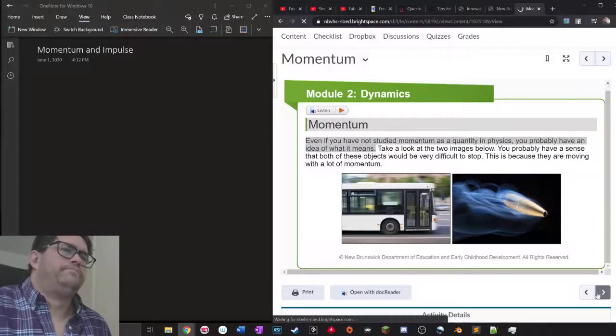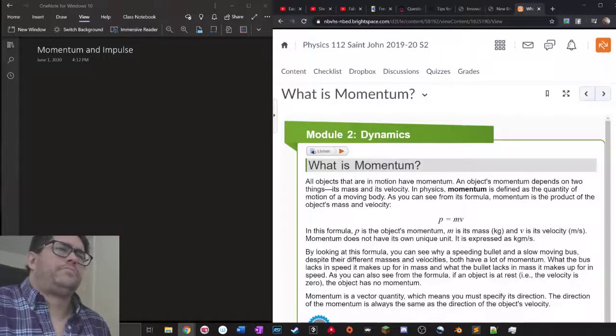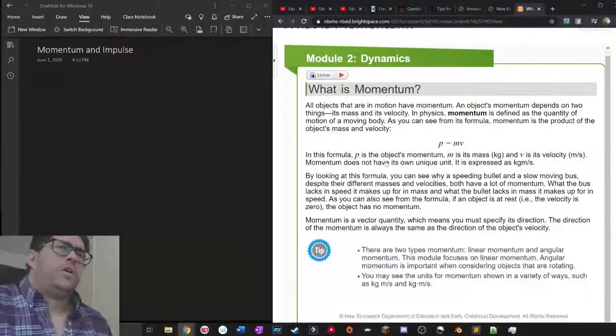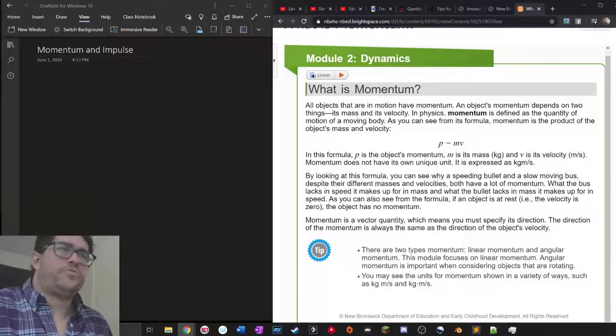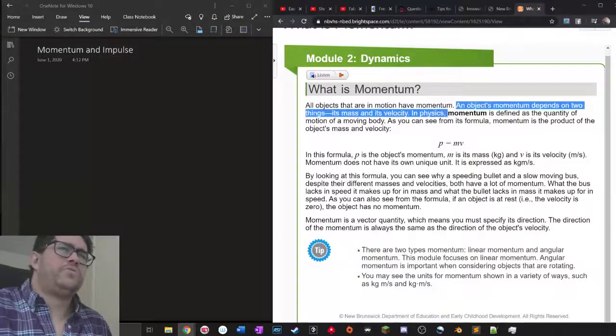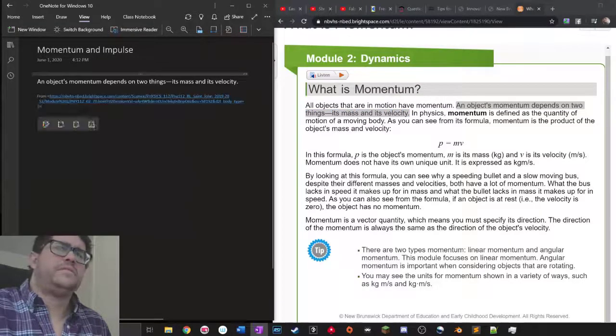Let's take a look. All objects that are in motion have momentum. An object's momentum depends on two things, mass and velocity. Momentum is defined as the quantity.